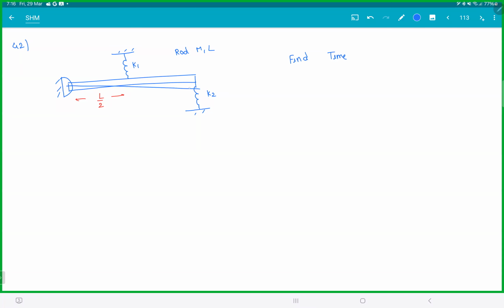Meaning this is what they did. They compress the rod like this. So what happens? The spring will compress, the spring will elongate. So they will pull the rod back to the natural state. So this will start oscillating. Find the time period for small oscillations.